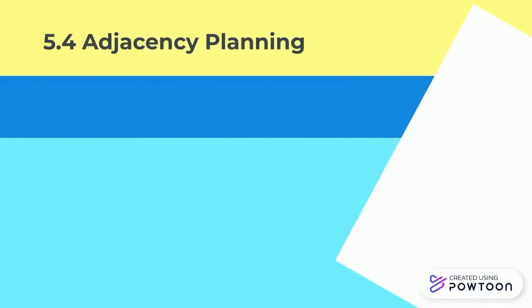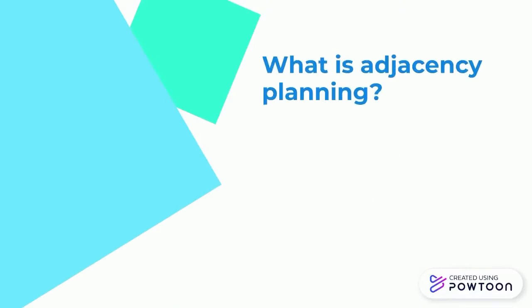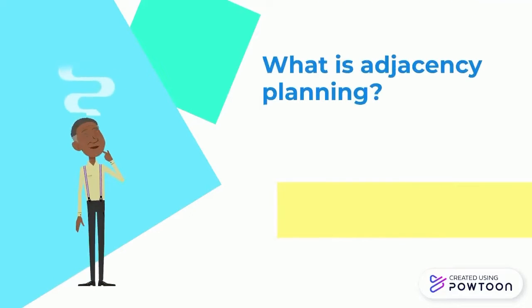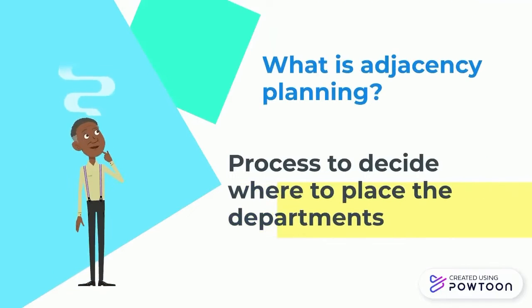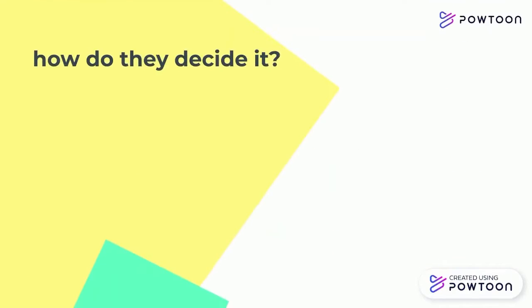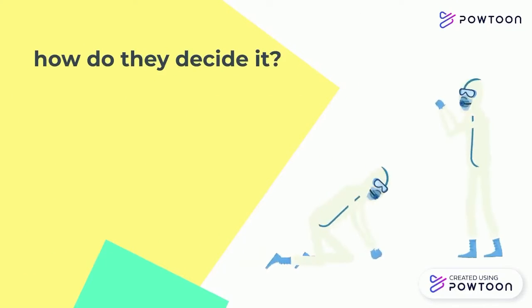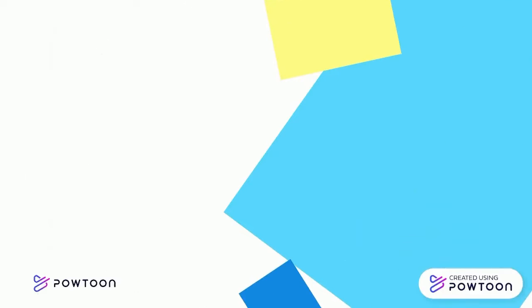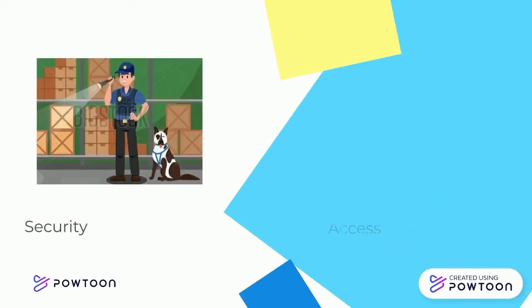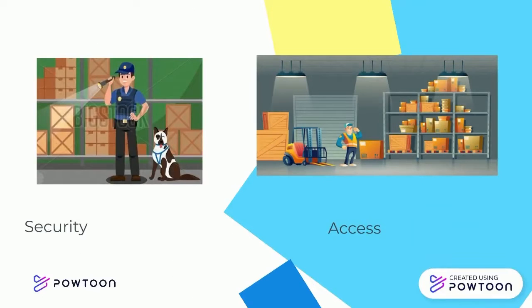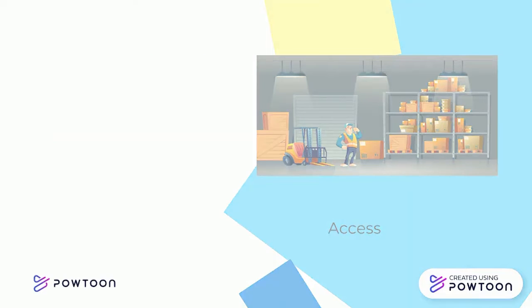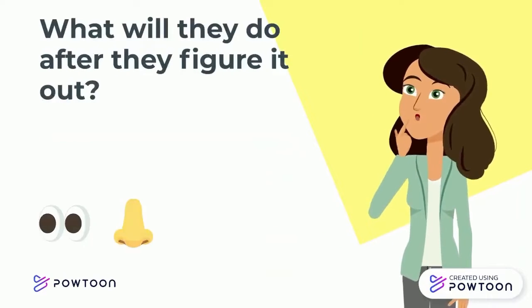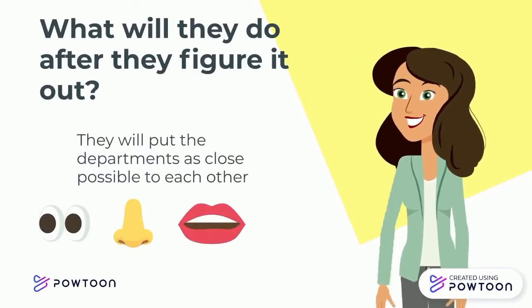Okay, for the next part, I will explain adjacency planning. First, what is adjacency planning? Adjacency planning is actually a process to decide where to place the departments. Well then, how do they decide it? They decide based on the departments' needs and flow patterns. As we know, each department has different needs. Some need more security, while others might need easy access. What will they do after they figure it out? They will put those departments as close as possible to each other.